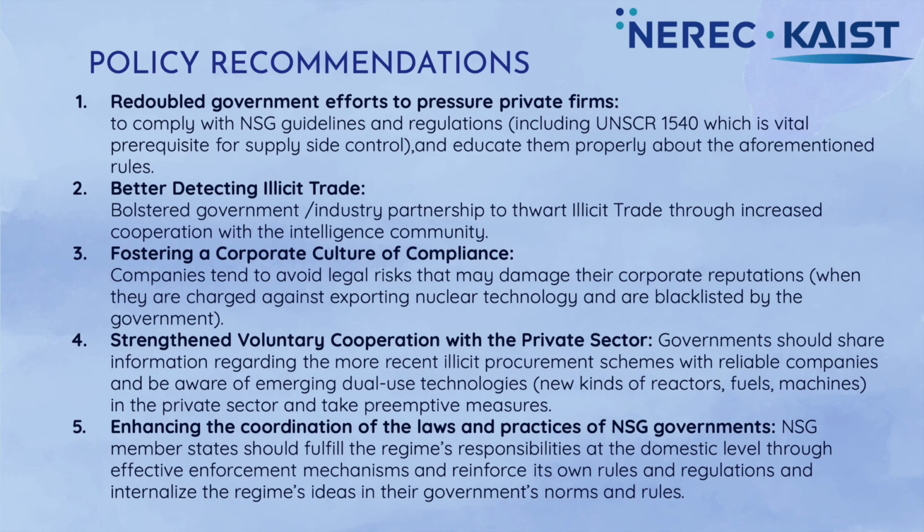Third, fostering a corporate culture of compliance. Companies tend to avoid legal risks that may damage their corporate reputations when they are charged with exporting nuclear technology and are blacklisted by the government. Fourth, strengthened voluntary cooperation with the private sector. Governments should share information regarding the more recent illicit procurement schemes with reliable companies and be aware of emerging dual-use technologies in the private sector and take preemptive measures.